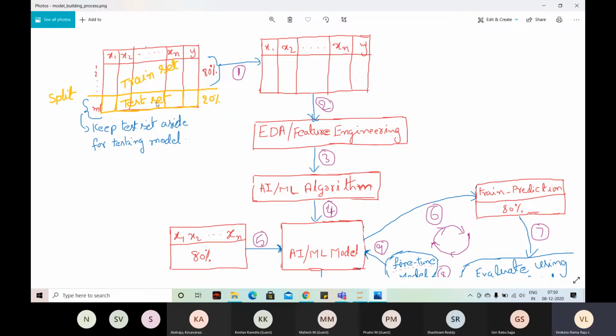Why are we keeping this aside? That's the question. We have, say, 1000 records. We take 800 records for training and keep 200 records aside. In the first instance itself you need to keep them aside because when you are doing data analysis, you may understand patterns, and when you understand patterns you may choose an algorithm. If you don't split and take the whole 1000 records for data analysis, you may understand patterns and choose an algorithm which fits the whole 1000 records.